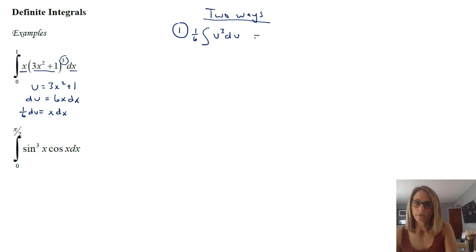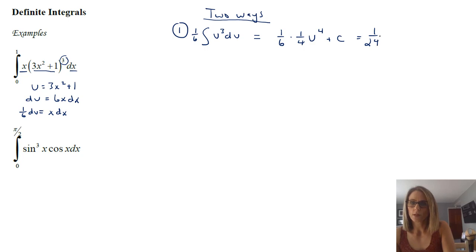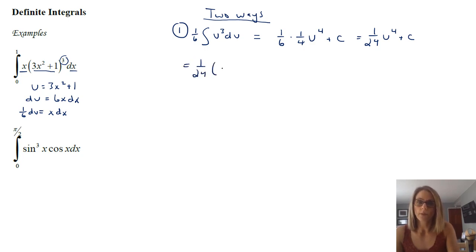And then I'm going to take my antiderivative. So we're going to get 1/6 times, and then the antiderivative of u cubed would be 1/4 u to the 4th. And you can put a plus c on it, but with the definite integrals, you'd have a plus c and then you'd have a minus c. The c's are going to be gone with the definite integral. So technically this is true, but it's 1/24 u to the 4th plus c. This is the same as 1/24, and then we'll replace our u, 3x squared plus 1 to the 4th plus c.